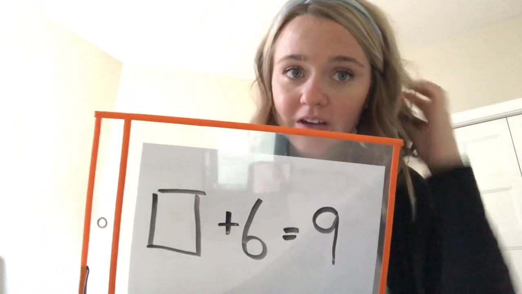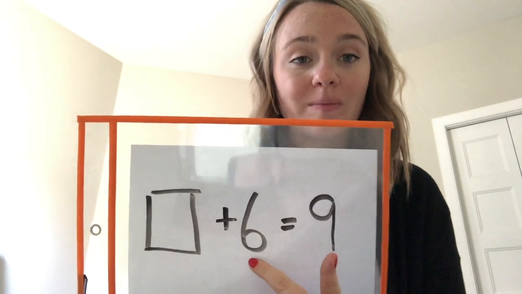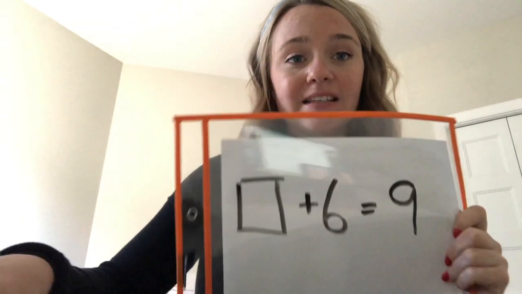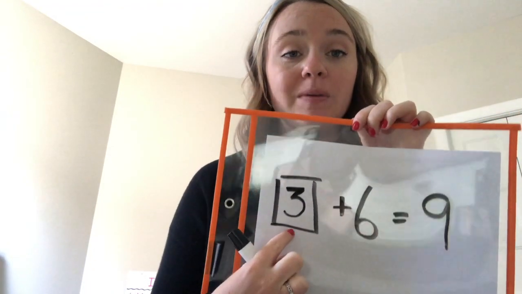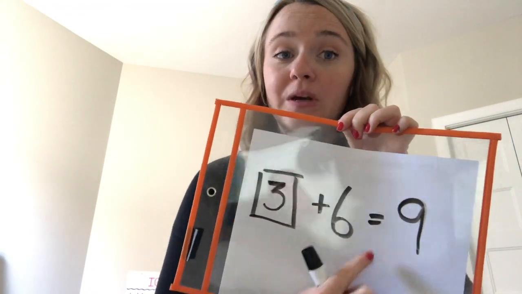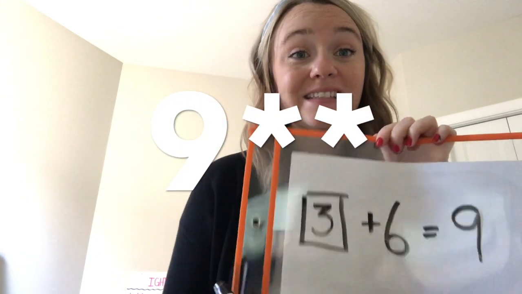Now the way that we figured this out is by counting on from 6 to 9. 6, 7, 8, 9. That means that Simon started with 3 beads. He had 3 beads, Rob gave him 6 more, and now he has 9 beads.